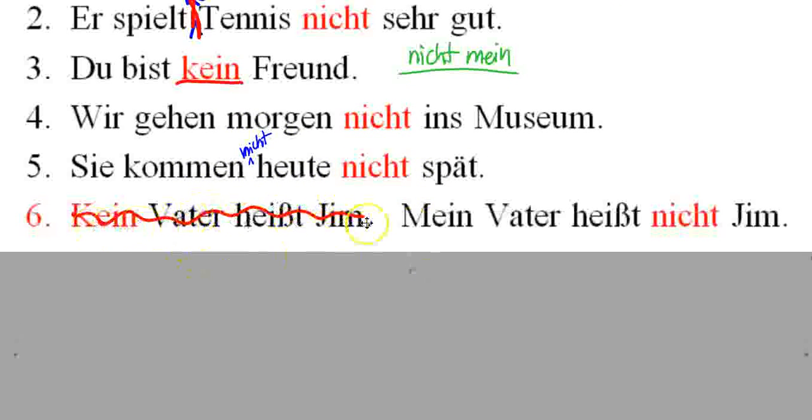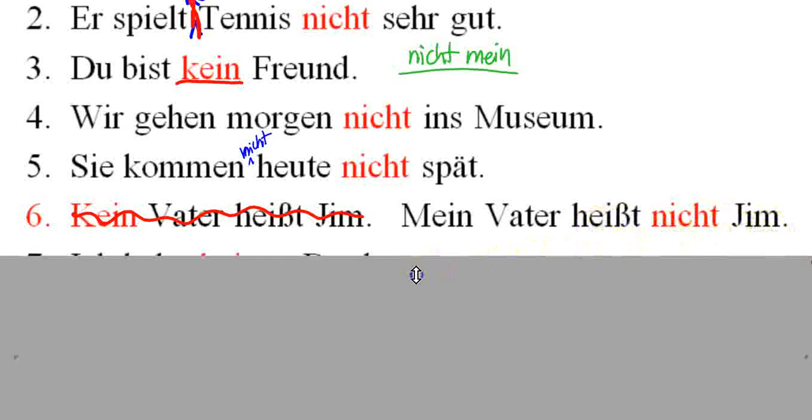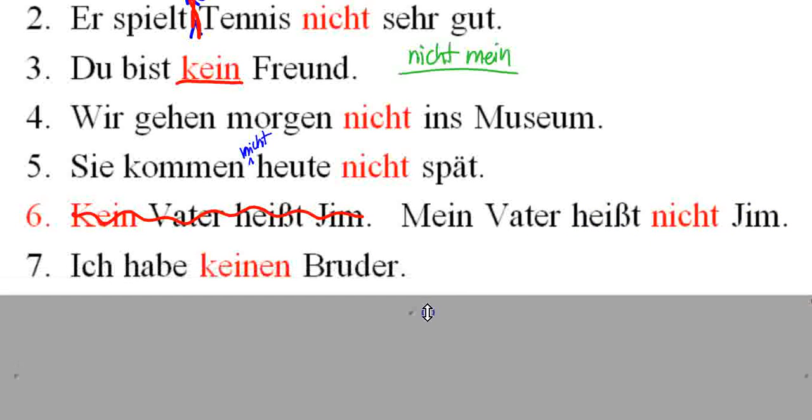This one doesn't make sense, so I would not negate it with kein. Kein Vater heißt Jim, because I know there are Jims out there in the world, and I'm sure some of them are fathers. So don't say no father's name is Jim, but you could say mein Vater heißt nicht Jim, mein Vater heißt Manfred, mein Vater heißt Wolfgang, right? So their name's just not Jim.